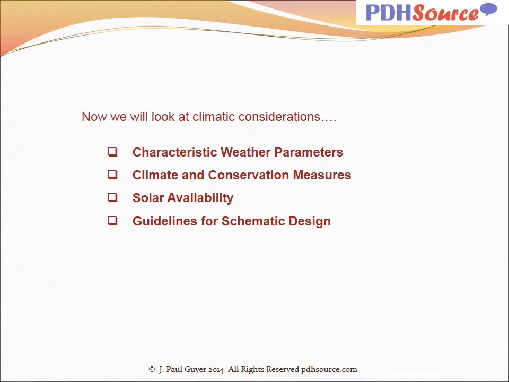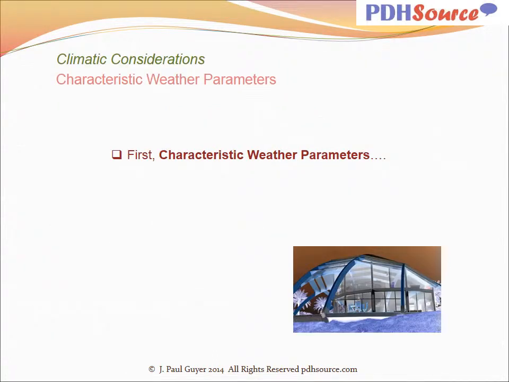Now we will look at climatic considerations. These are characteristic weather parameters, climate and conservation measures, solar availability, and then some guidelines for schematic design. First, we will look at the characteristic weather parameters.